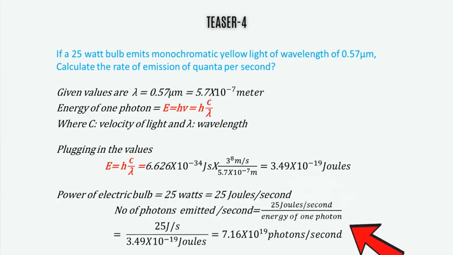Power of electric bulb equals 25 watts, which is equal to 25 joules per second. Therefore, number of photons emitted per second equals 25 joules per second divided by energy of one photon, which is equal to 25 divided by 3.49 × 10^-19, which is equal to 7.16 × 10^19 photons per second.